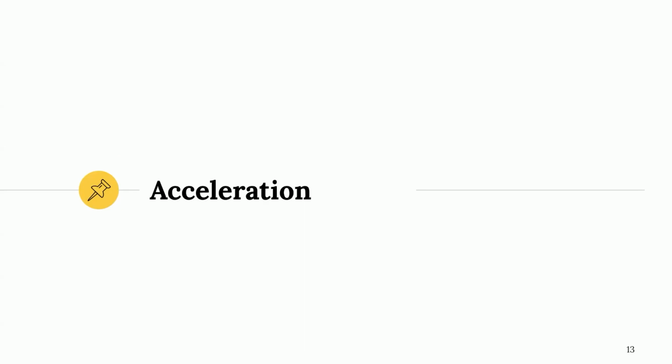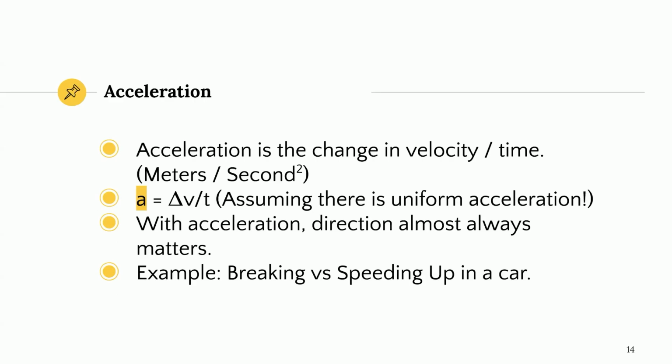Acceleration. Acceleration is the change in velocity divided by time, meters per second squared. The formula for this is a equals delta v divided by t. This is just the variable form. This is assuming there is uniform acceleration. Uniform acceleration means that the acceleration stays constant the entire time, so there isn't a change in acceleration.